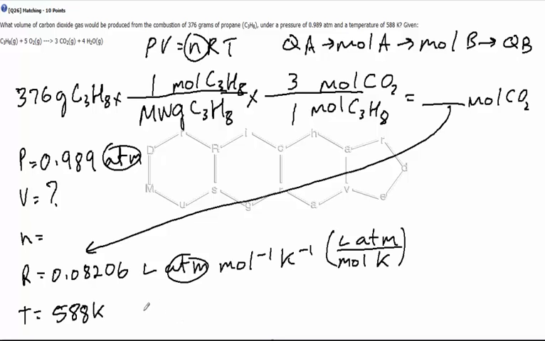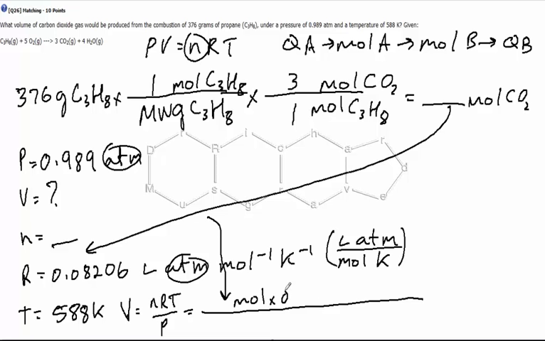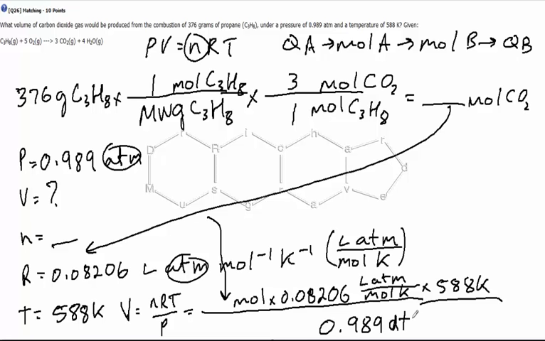Alright, so in order to get the volume here, we know that PV equals nRT, so V will equal nRT over P. The n, that's the number of moles we get from up here, times the R value, 0.08206 liters atmospheres per mole per kelvin, times the temperature, 588 K, over the pressure, 0.989 atmospheres. Alright, so you see that the atmospheres will cancel. The liters is what we're looking for. Moles will cancel, and kelvins will cancel, and we'll end up with a value that will be a certain number of liters. We'll end up having 3 significant figures.